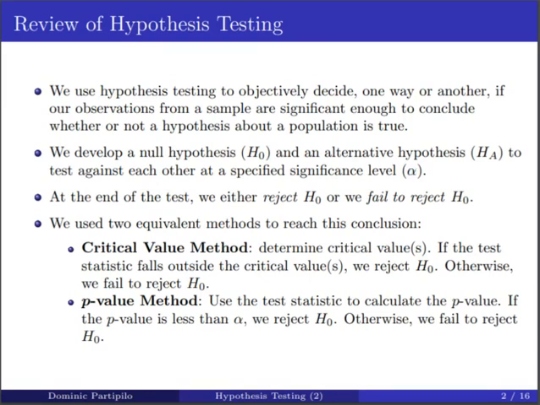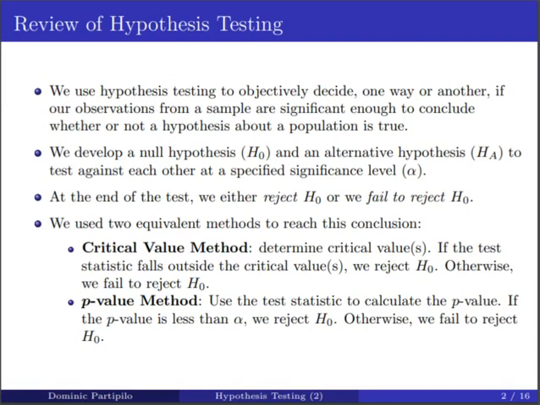And then at the end of the test, we made two decisions, and remember, they were both based on the null hypothesis. We're either going to reject the null hypothesis, or we're going to fail to reject the null hypothesis. And the way we did this is by two different methods, and they were equivalent methods. One of them was the critical value method, where we determine the critical value, and if the test statistic falls outside of that critical value, then we determine that it's extreme enough to reject the null hypothesis. Otherwise, we're going to fail to reject it.